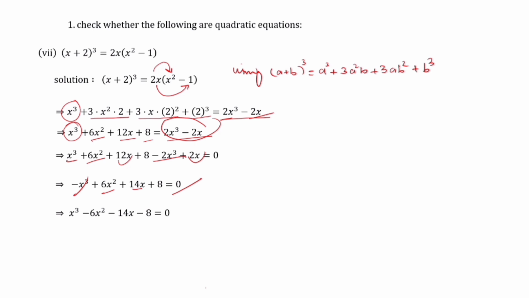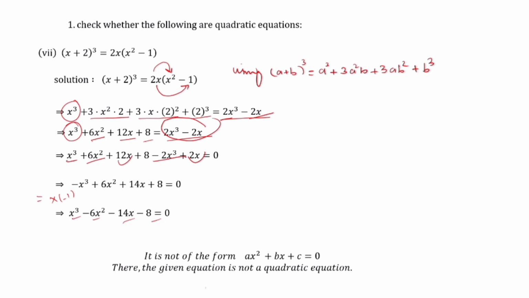So I multiply here all the term with minus 1, that's why I get minus with this. I get this one, this one, this one, this one. So this one also is not of the form this time. So therefore the given equation is not a quadratic equation.